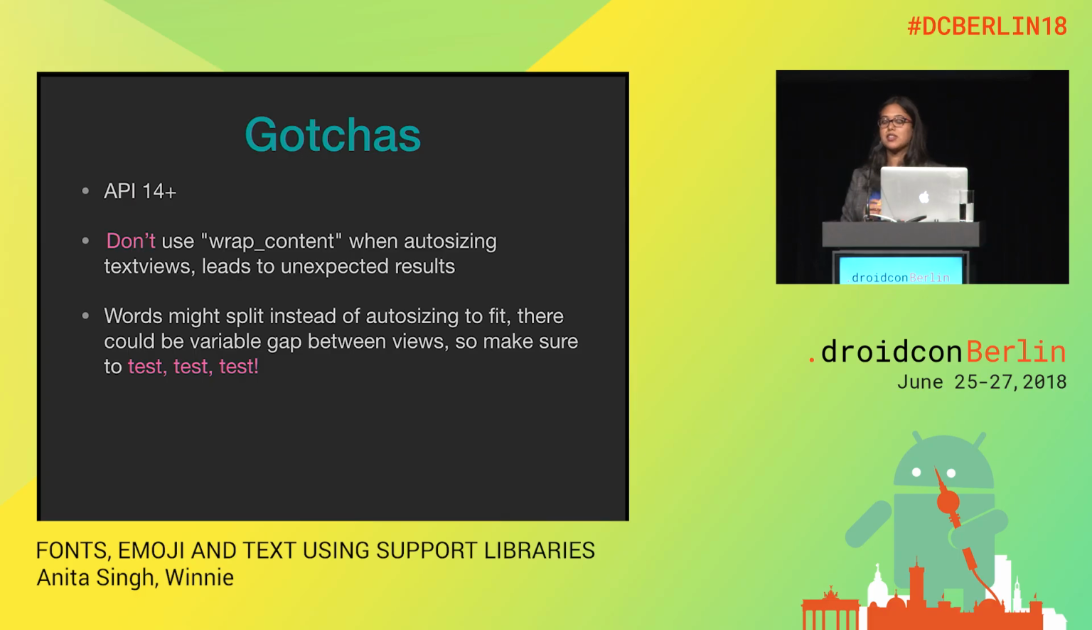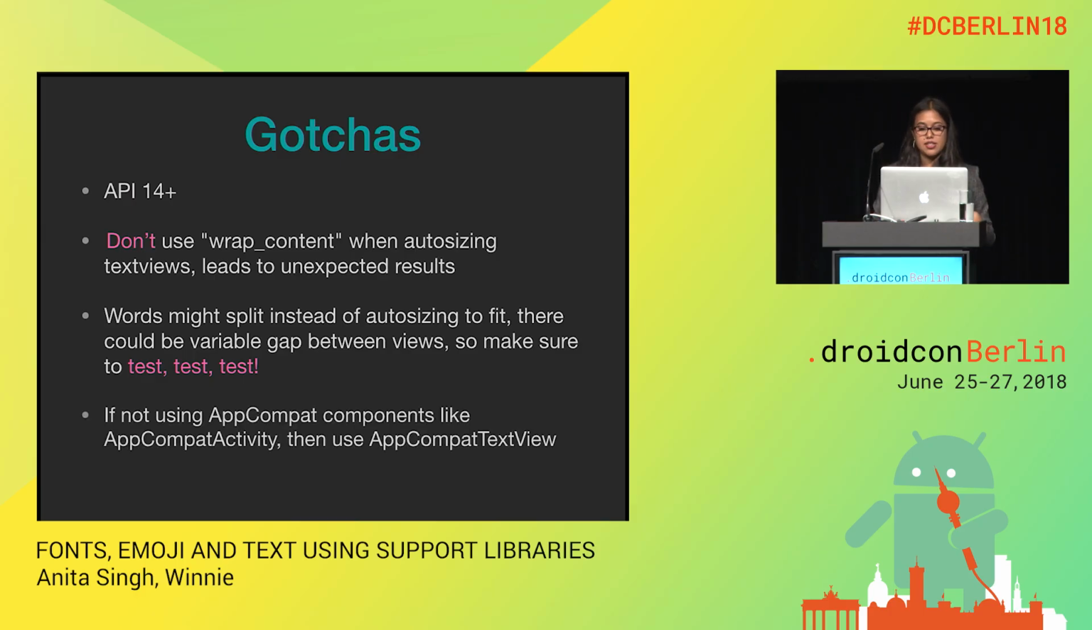And text view auto-sizing is a little bit of a new world. You might expect a word to auto-size to fit into one line, but instead it'll split to the second line because it wants to fit the space. Or if you have a text view right below another text view, because it expands uniformly, it can only be so big, and so you might end up having more space. So definitely think of what the min can be, what the max can be, and make sure to test those cases, because it is a different world from wrap content, match parent. And if you're not using app compat activity, that's okay. You can just straight up use the app compat text view.